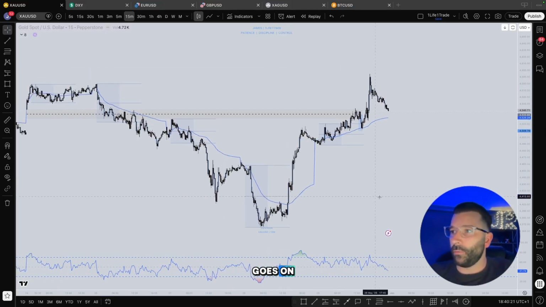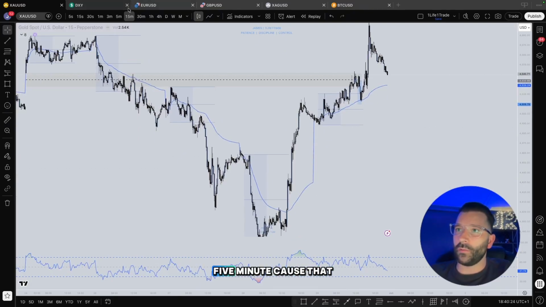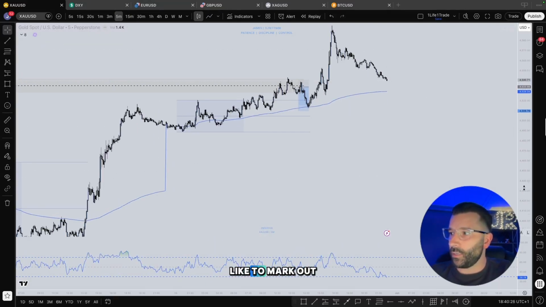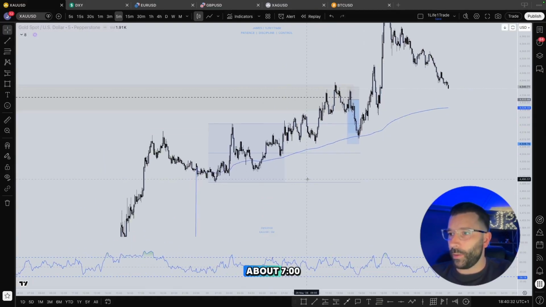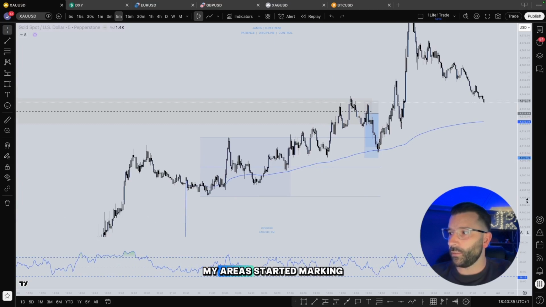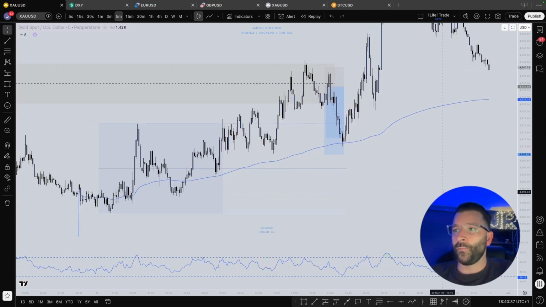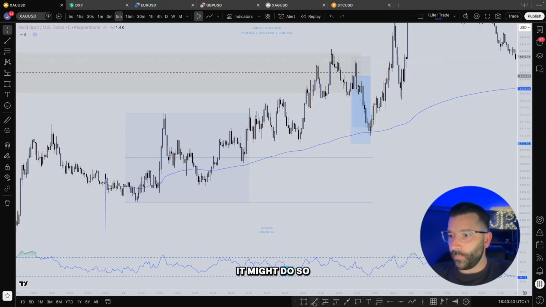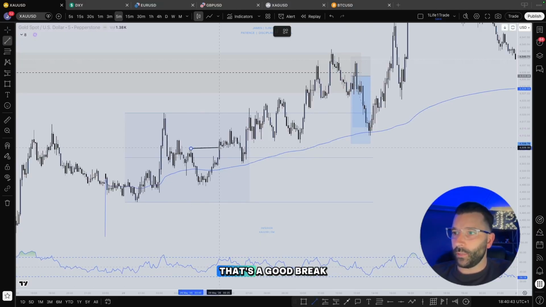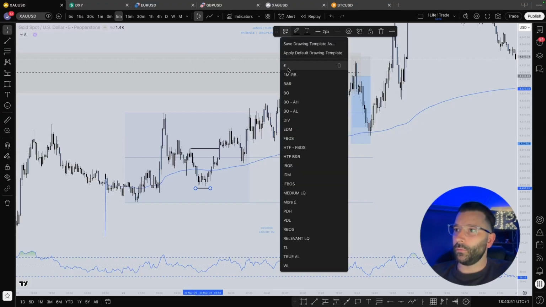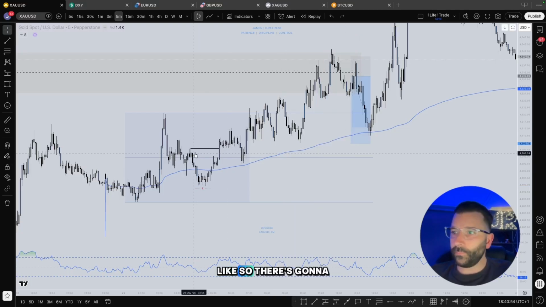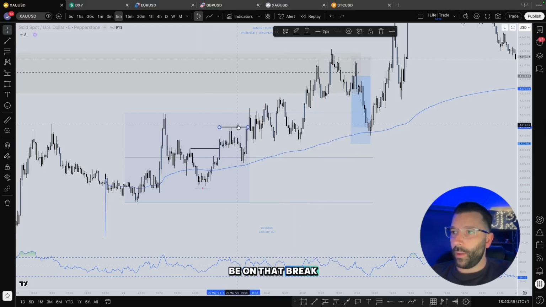So as the day goes on, we'll jump down to the 5 minute, because that is where I like to mark out. As soon as I got on the charts about 7 o'clock, I started marking out my areas. Started marking out where liquidity is, what it might do. So straight away, I'm down here. That's a good break of structure. People are going to be getting in. There's going to be liquidity below here, like so. On that break of structure there, which should take us around to about 7 o'clock there.